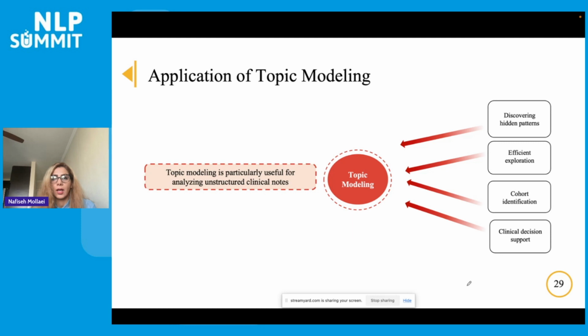First of all, I wanted to describe the application of topic modeling. Topic modeling finds hidden patterns between different words, and we can even find efficient exploration from topic modeling. We have to extract the conceptual information from the notes and find coherence between different keywords, such as, for example, named entity recognition. And by delivering our output to the physicians, we can find out how this kind of evaluation can be useful in clinical decision support.